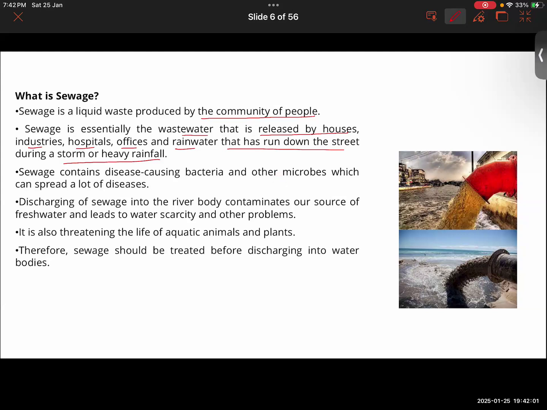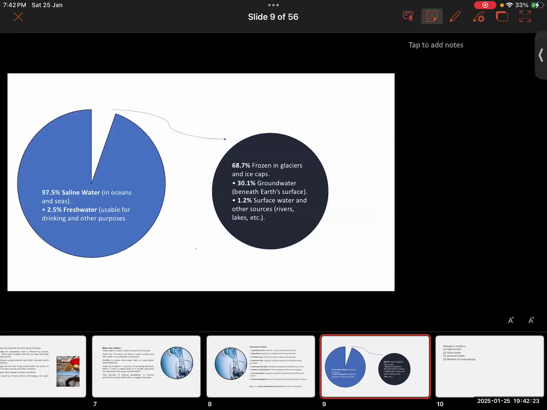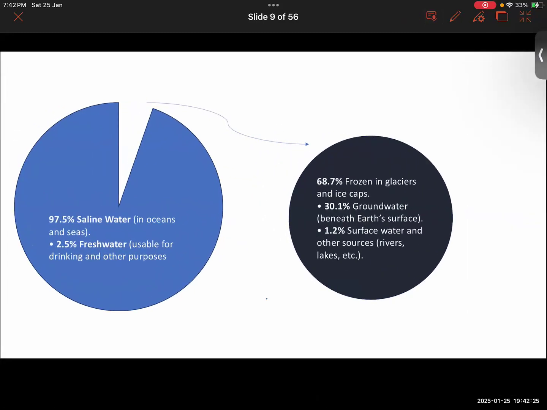Yes, sir. Okay. Then discharging of sewage into a river body contaminates our source of fresh water and leads to water scarcity and other problems. As we know, about 97.5% of the earth's water is saline water only, right? And 3% is fresh water. Somewhere around 2.5 to 3% is left as fresh water, right?